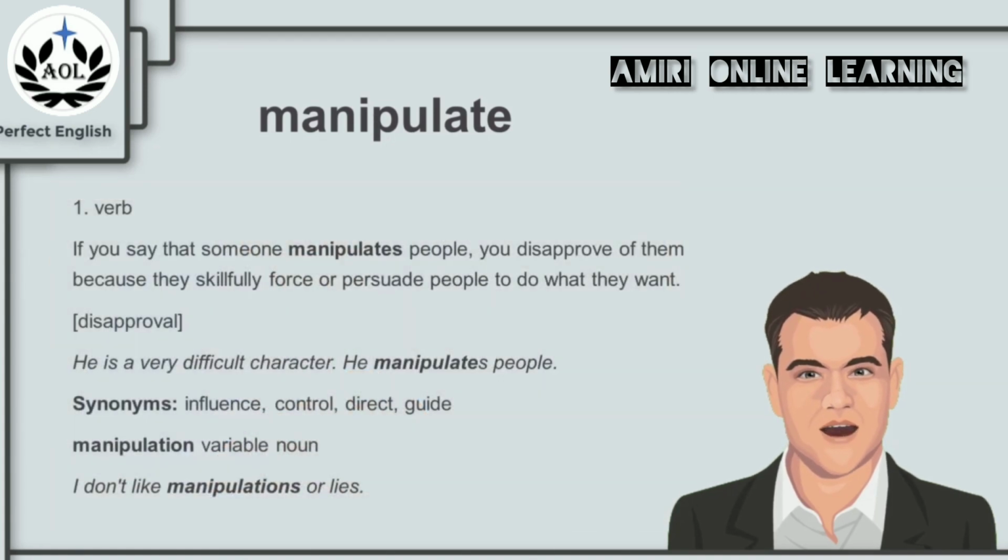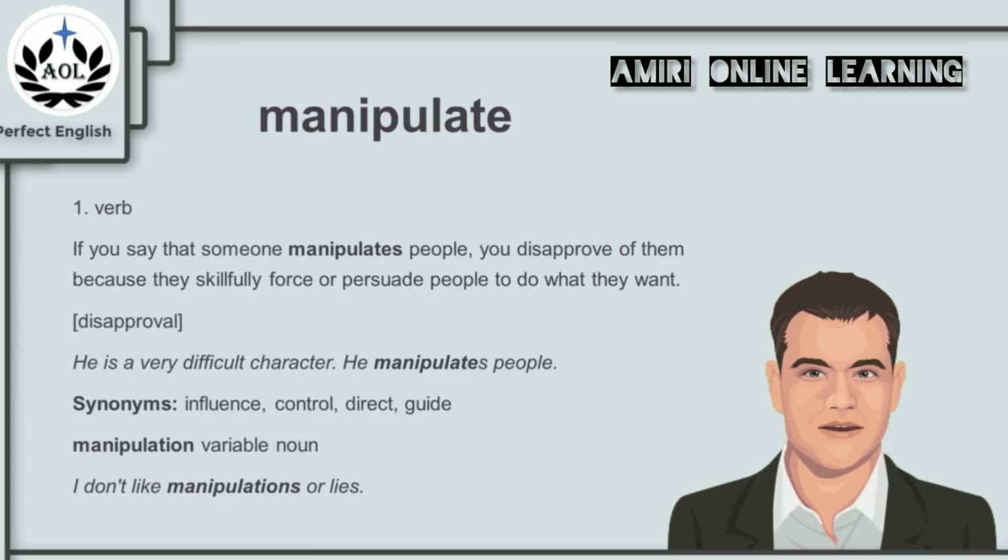If you say that someone manipulates people, you disapprove of them because they skillfully force or persuade people to do what they want. It's not always because that's what they want. It happens by forcing people or fooling people. And this is a negative word. You use it to show your disapproval. For example, he is a very difficult character. He manipulates people. And synonyms for manipulate are the words influence, control, direct, and guide.